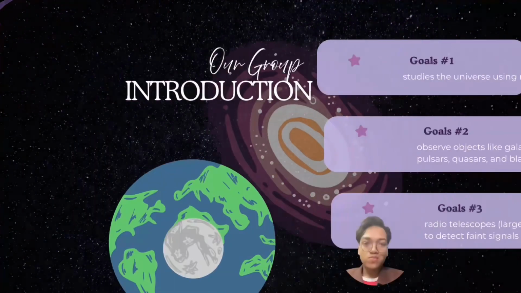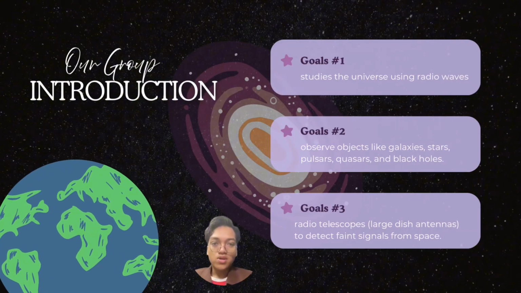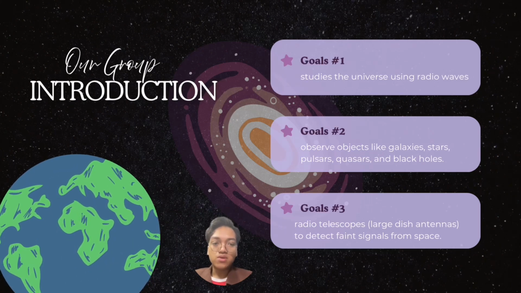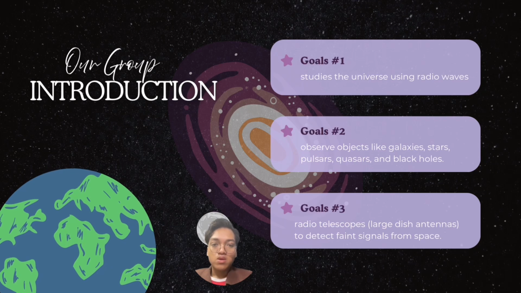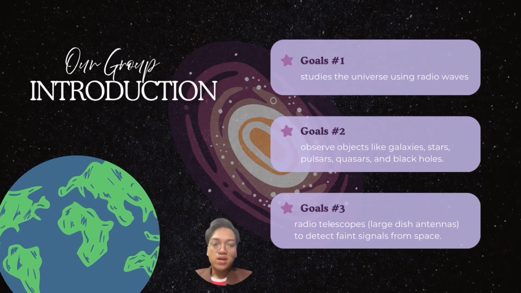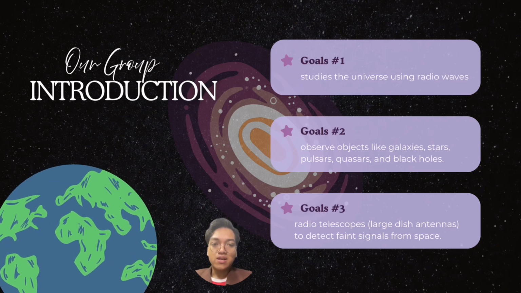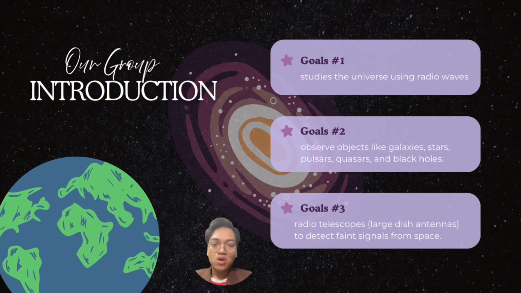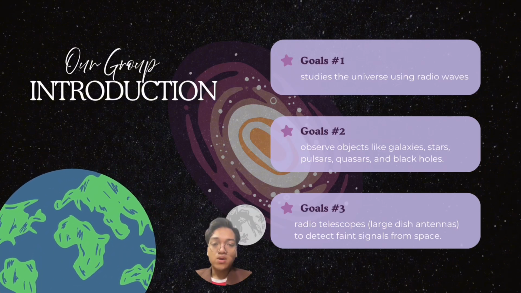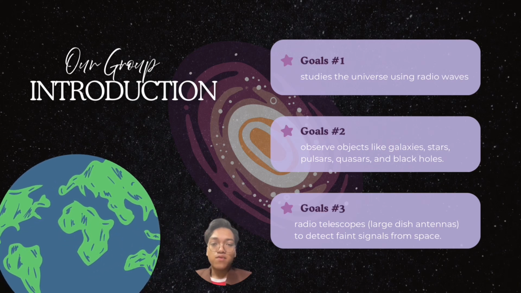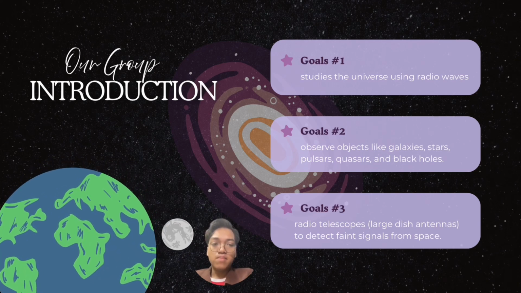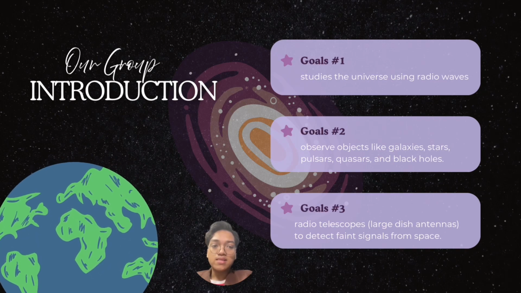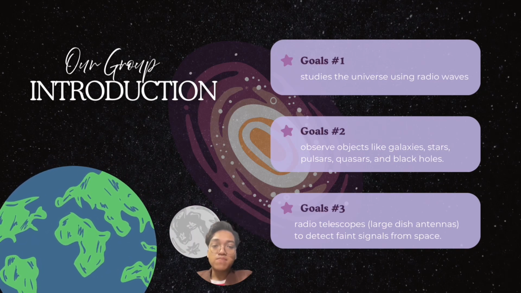About radio astronomy. What is radio astronomy? Radio astronomy basically is a study of the universe by using radio waves. From that, we can observe objects like galaxies, stars, pulsars, quasars, and black holes. And we also provide the telescope, which is the radio telescope, that can detect faint signals from space.